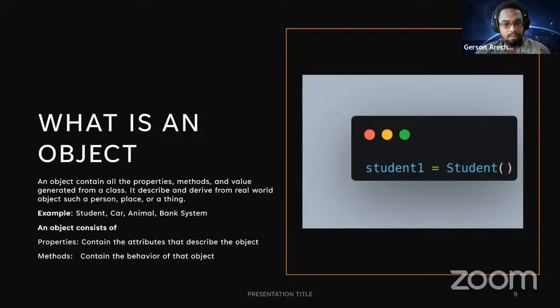And then methods. Methods are basically functions inside of a class, and what that does is contain a behavior of that object. So let's go with the example of a student. If we want to add an action to a student, that action could be, let's say, the student takes a class, or maybe studies for a test. So those are methods.